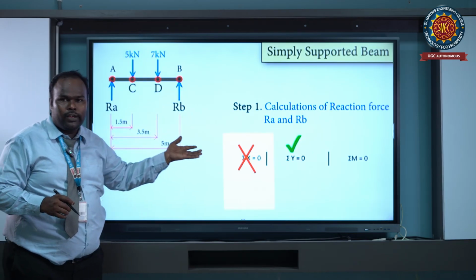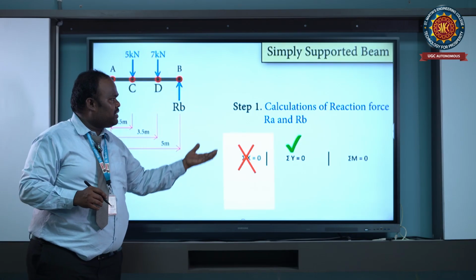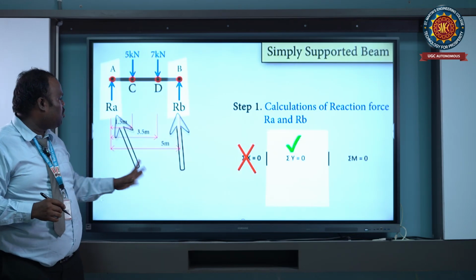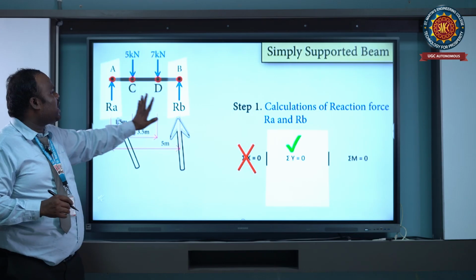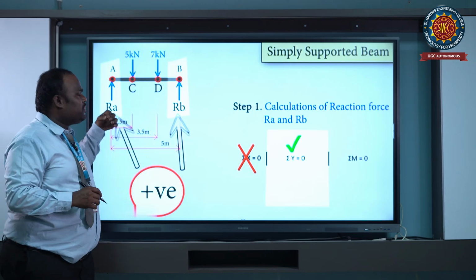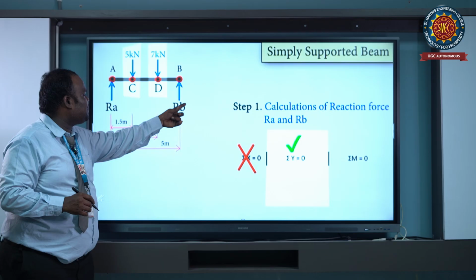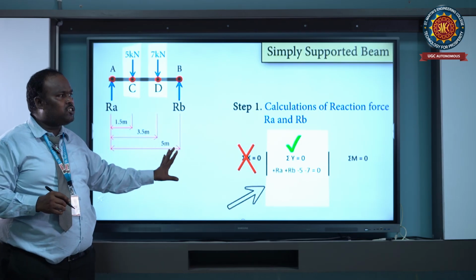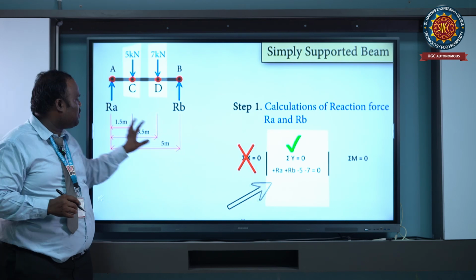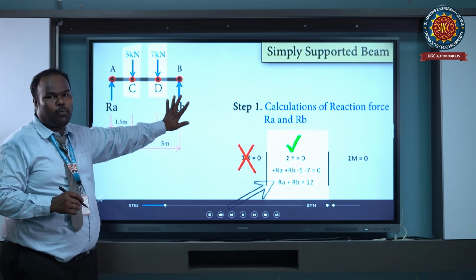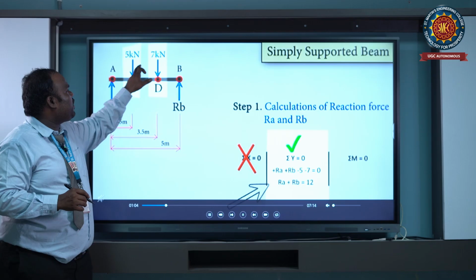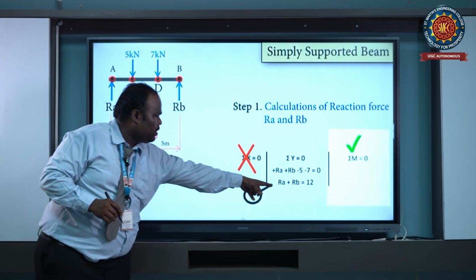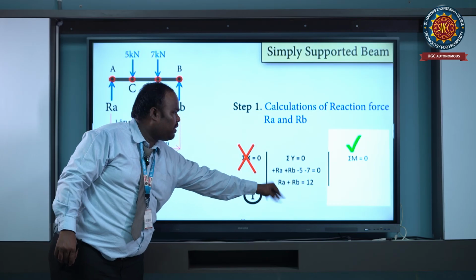We apply the equilibrium equation conditions. Step 1, calculate the reaction forces RA and RB. The supports A and B are hinged supports, so they have only vertical reactions. So we can apply the sigma V equals 0 equilibrium condition. RA plus RB, upward forces, equal downward forces 5 plus 7. Then RA plus RB equals 12.